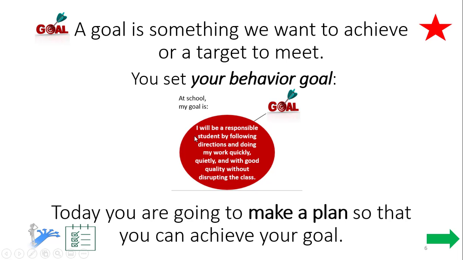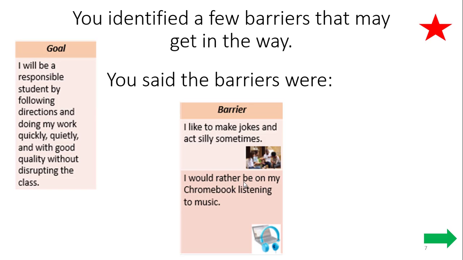So you have set your behavior goal at school. Your goal is to be a responsible student by following directions and doing work quickly, quietly, with good quality, without disrupting the class. Say your goal out loud. I will be a responsible student by following directions and doing my work quickly, quietly, with good quality, without disrupting the class. This is a great behavior goal. But today we're going to learn how to make a plan so that you can achieve your goal.